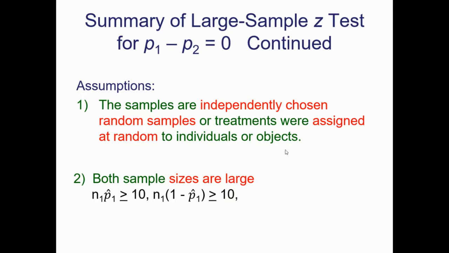So both samples being large means what we said earlier. N1 times P1 is going to be greater than or equal to 10. We haven't used 10 this semester, we've used 5, and then 30. If it's for means, we use 30. For proportions, we use 5. Of course, if it's bigger than 10, that means it has to be bigger than 5. So, luckily, we haven't had an example where it works one way, but not the other.